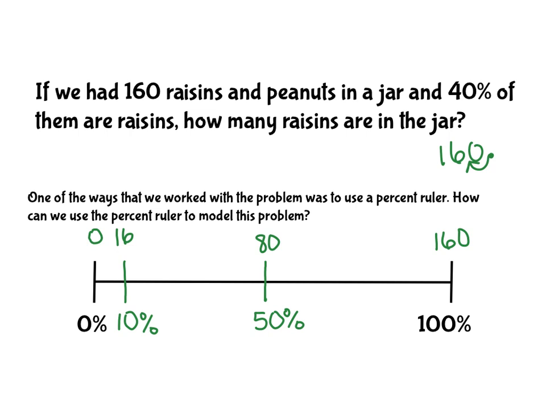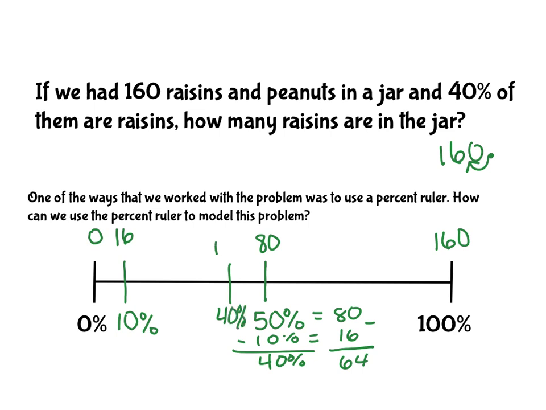So we would do 50% minus 10% equals 40%. So that's how we're going to use this. 50% is 80, 10% is 16. We will subtract, and we have 64. So for our 40%, there would be 64 of them.